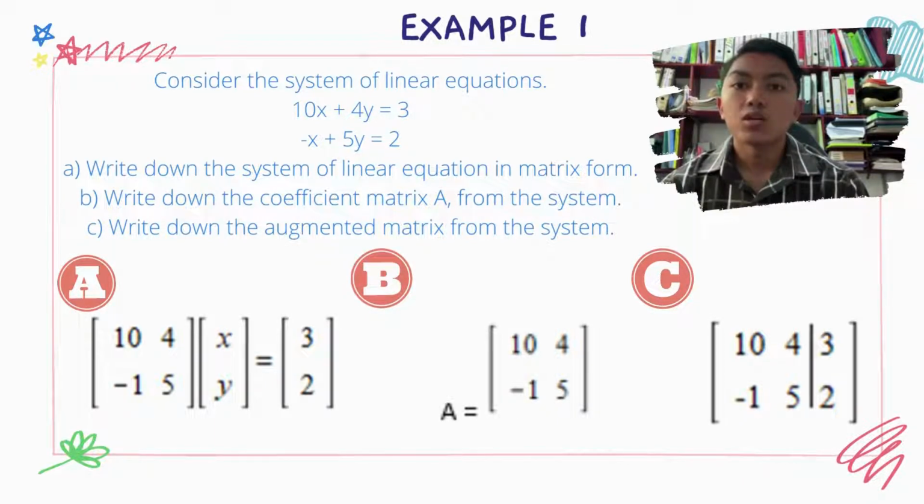B. Write down the coefficient matrix A from the system. So we just take matrix A that we have in example 1A. C. Write down the augmented matrix from the system. So we need to combine two matrices A and B with the vertical line between matrix A and B.